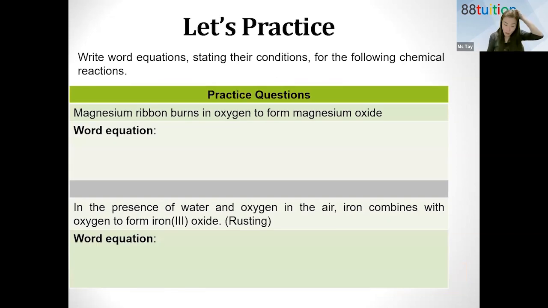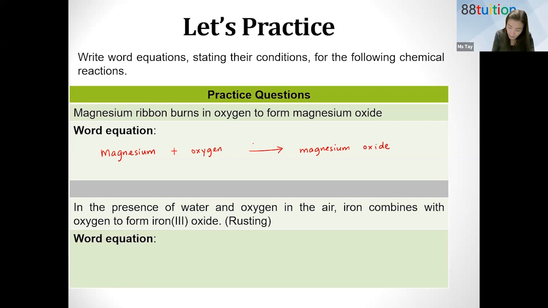Now, let's just try to do this. Write word equations stating their condition for the following chemical reactions. Let me start off with this one first. So we have magnesium ribbon. Magnesium ribbon is like strips of the magnesium metal, not in pieces, but like a ribbon kind of thing in a strip. So magnesium reacts with oxygen. Word equation means I spell out the words. To form magnesium oxide.